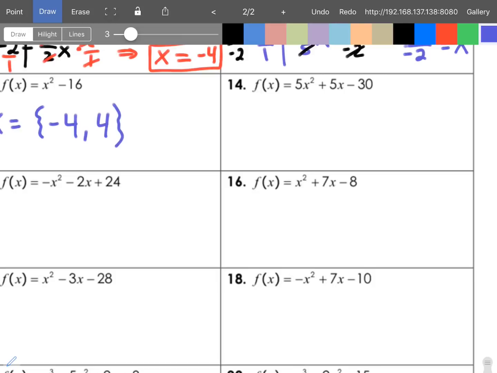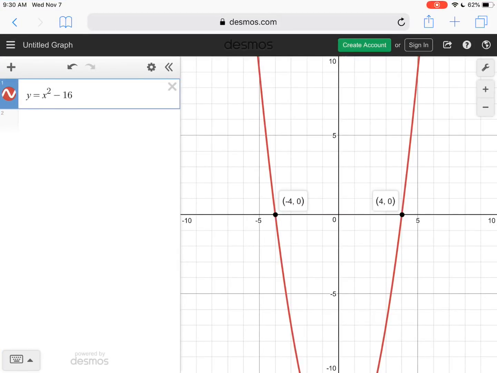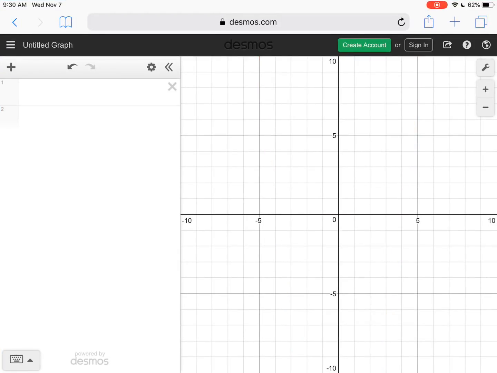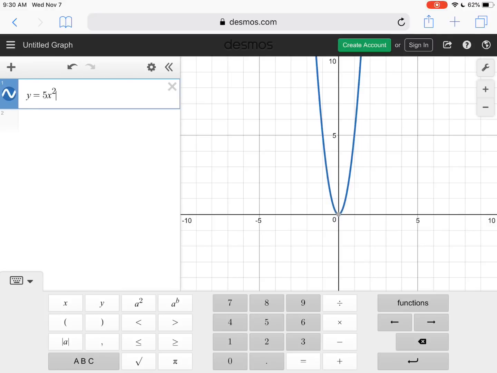Okay, let's type this in: 5x squared plus 5x minus 30. I'm going to push the x on the right to get rid of that, and I'm going to type in my new graph. Remember, f of x is the same thing as y. Y equals 5x, now type the a squared for the squared button. If you have any questions, please raise your hand and I'll come around and help you, okay?